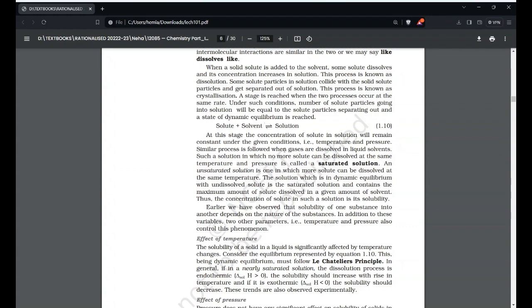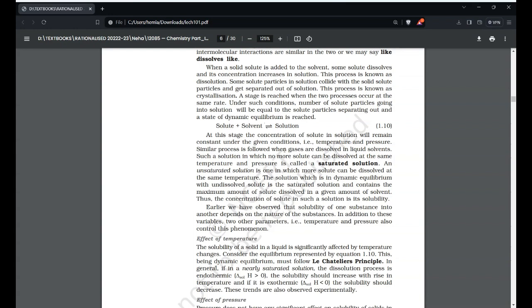A similar process is followed when gases are dissolved in liquid solvents. It is the same in gases also. Such a solution in which no more solute can be dissolved at the same temperature and pressure is called a saturated solution. We know well, an unsaturated solution is one in which more solute can be dissolved at the same temperature. The solution which is in dynamic equilibrium with undissolved solute is a saturated solution and contains the maximum amount of solute dissolved in a given amount of solvent. Thus, the concentration of solute in such a solution is its solubility.